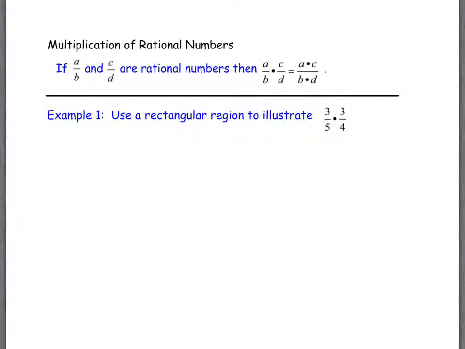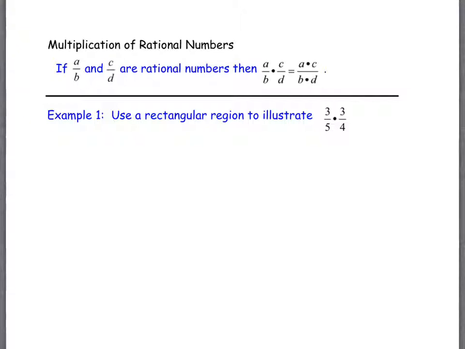So when you're working with multiplication in particular, when you start with a over b times c over d, you simply multiply across the top and you multiply across the bottom. And I want to show you a diagram of why that makes sense, how that works. We're going to use 3 over 5 times 3 over 4, and this is a rectangular diagram to show this feature.